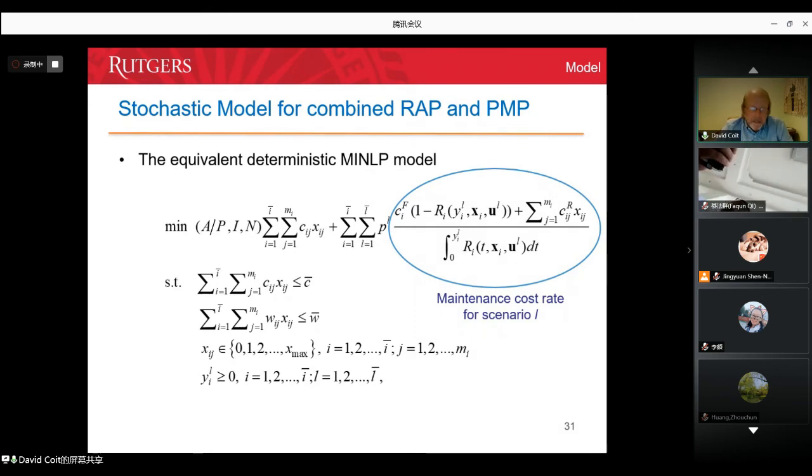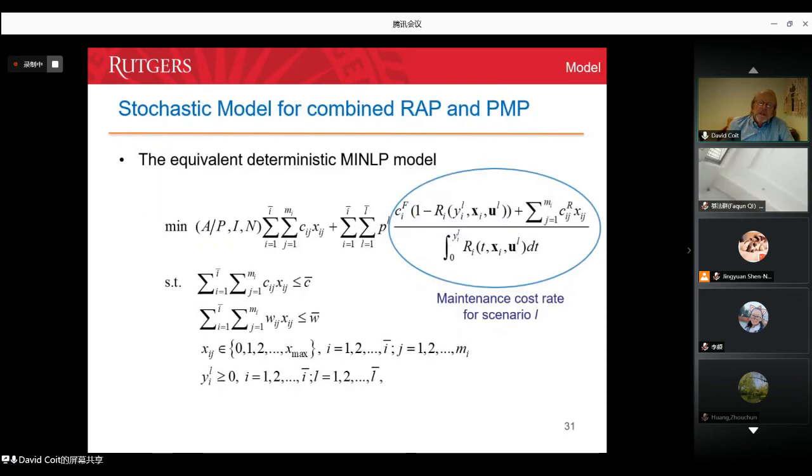And I guess I'm going to run out of time if I really explain this all, but if I replace it preventatively, there'll be one cost. However, if I don't replace it preventatively and it fails before the Y, which is a decision variable, then I've got a higher cost. And you see that CI superscript F.